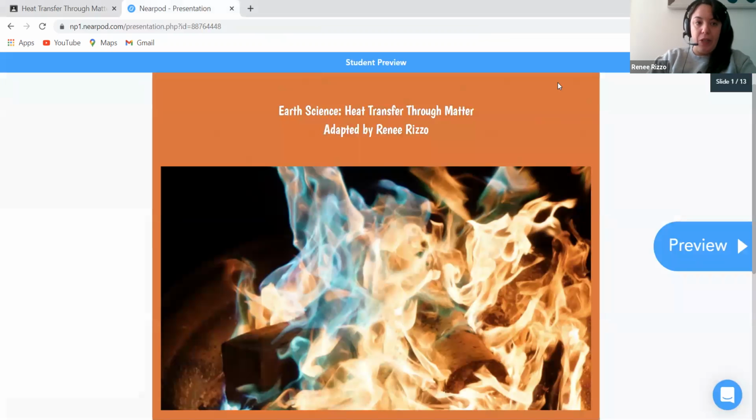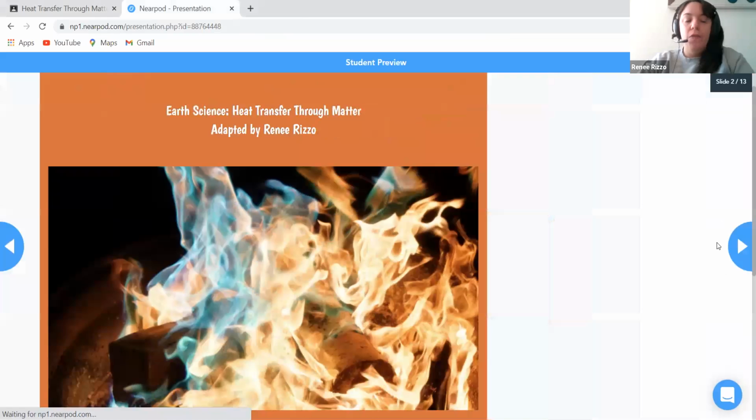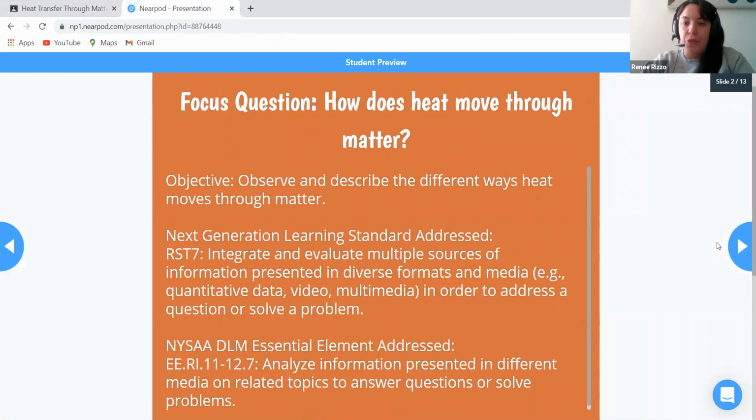So here is a preview of the lesson in Nearpod. Earth Science Heat Transfer Through Matter. Focus question: how does heat move through matter? Objective: observe and describe the different ways heat moves through matter. Next generation learning standard addressed: integrate and evaluate multiple sources of information presented in diverse formats and media in order to address a question or solve a problem.